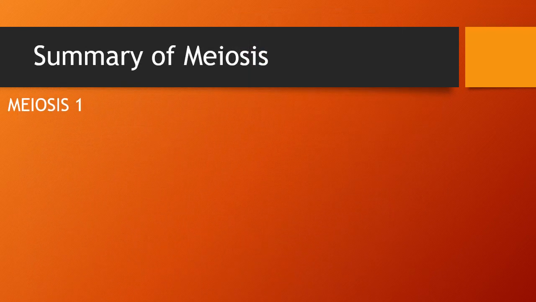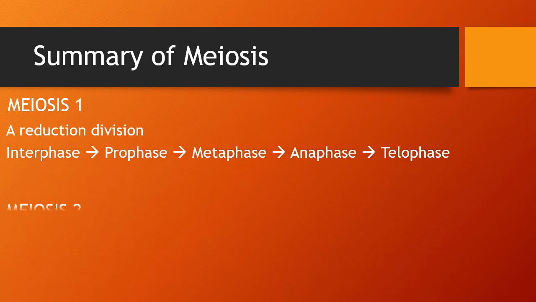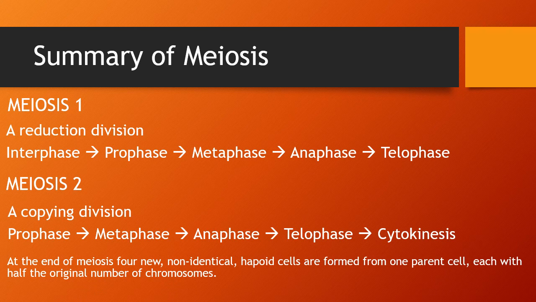So, the summary of meiosis. Meiosis has two cell divisions. Meiosis 1 is a reduction division and meiosis 2 is a copying division. At the end of meiosis, four new non-identical haploid cells are formed from one parent cell, each with half the original number of chromosomes. And the gametes are not identical to the parent cell.